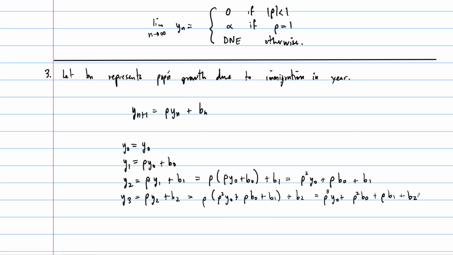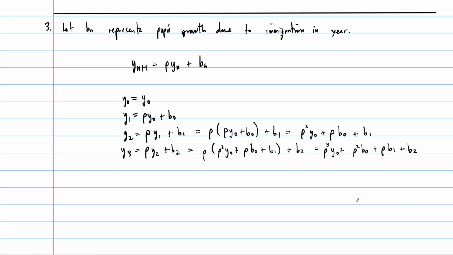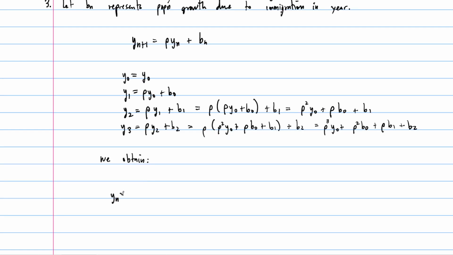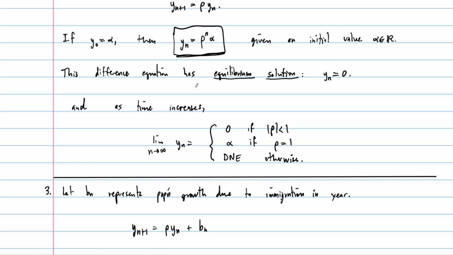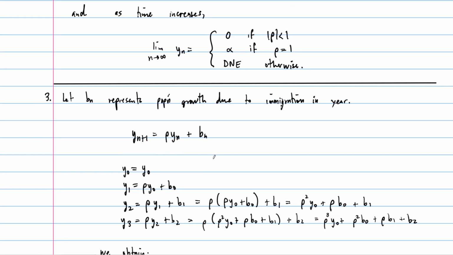And notice what's happening here. If we go to the next one, we're going to multiply rho by the initial population again, and the rho to one less power times the original b0, the original immigration. And as the b's count up, the powers on the rho count down. And so we can write this as a series solution, or at least a sum in summation form. So we obtain the following solution when there's immigration involved. y sub n is equal to exactly what we had before: rho to the power n times the initial population. I called it alpha up here, but we've left it as y0 down here. This doesn't matter.